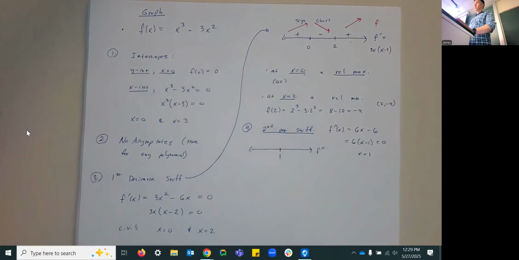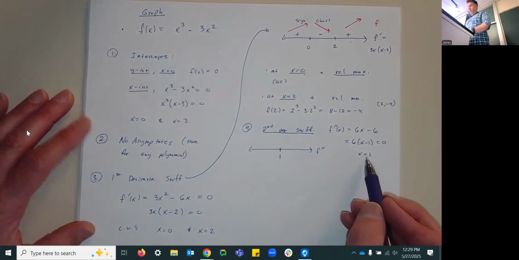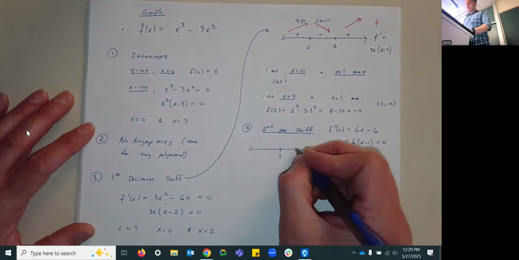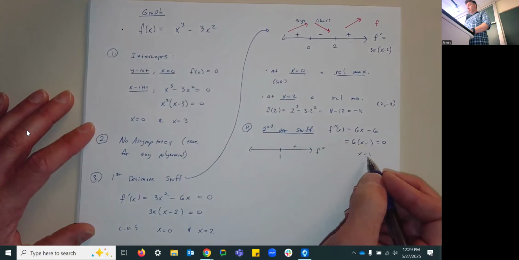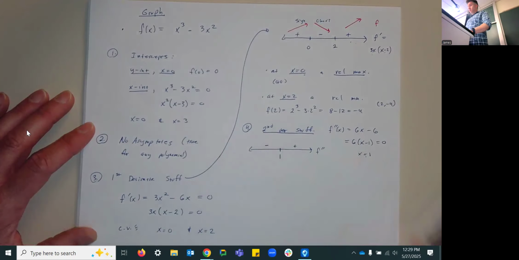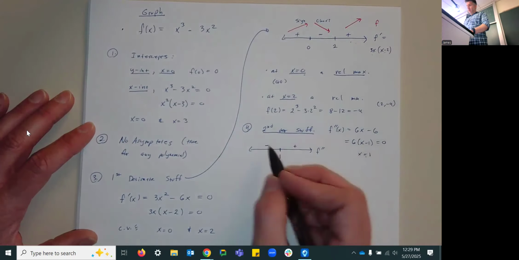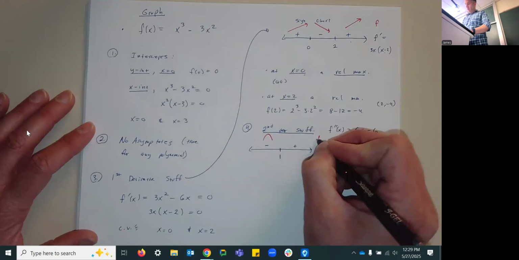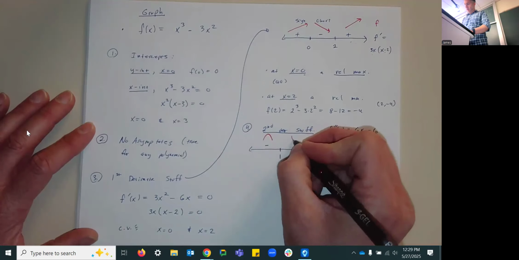Notice how I'm not putting 0 on my number line because we don't need to, even though we really want to. Pick a number larger than 1, like 2. My second derivative is going to be positive. Pick a number less than 1, like 0. My second derivative is going to be 0 minus 6, which is negative. So what that means for us is over here, left of 1, the function should be concave down. And over here, right of 1, the function should be concave up.